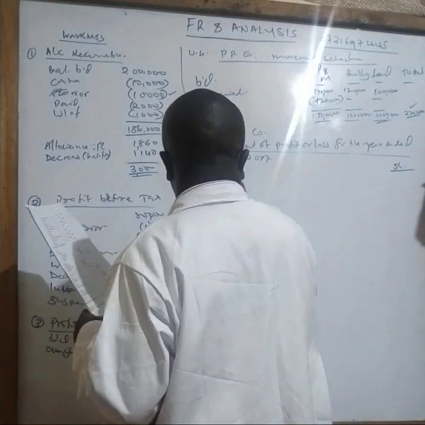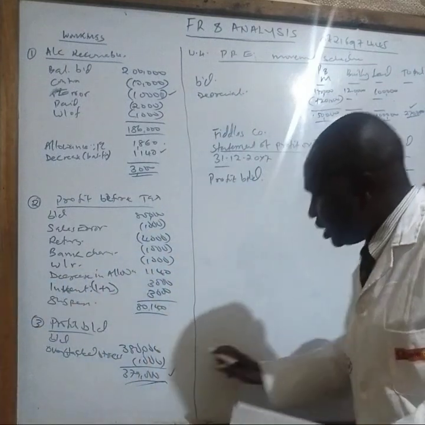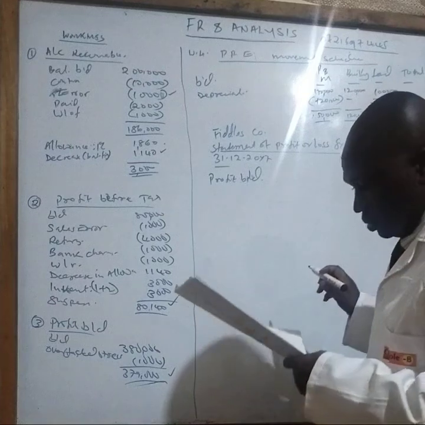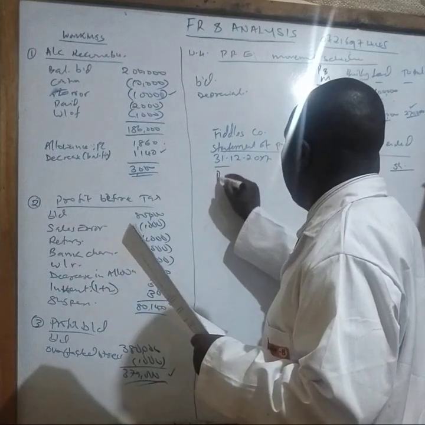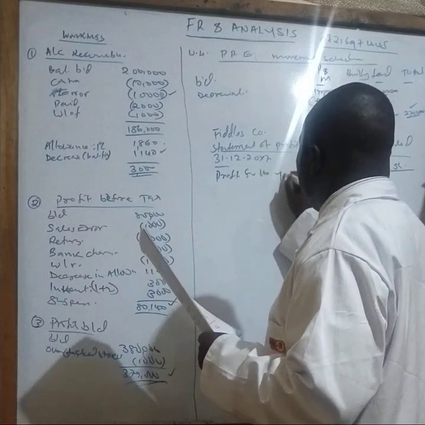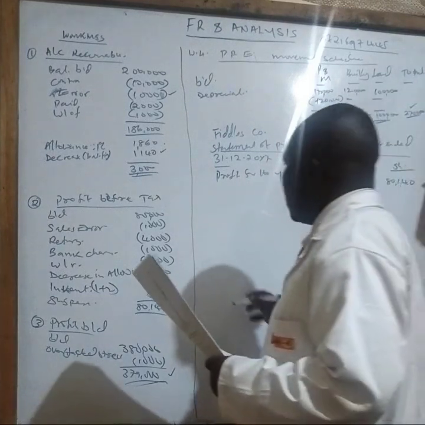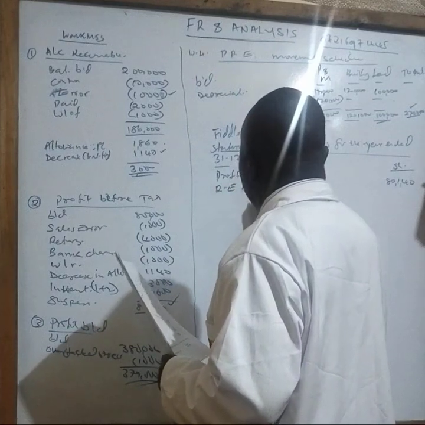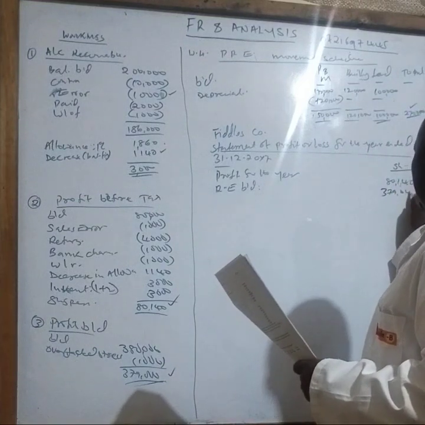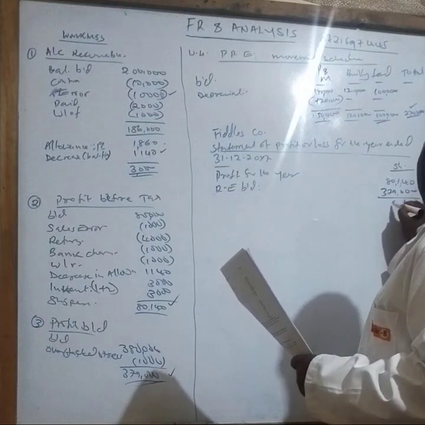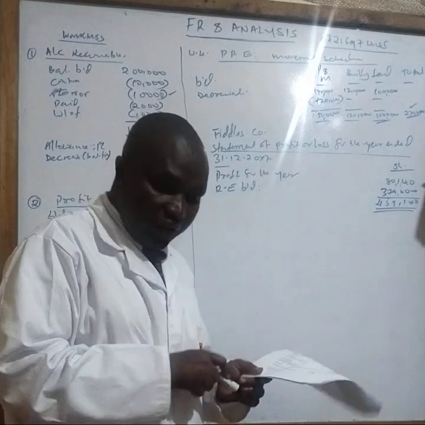Was there profit brought down? Yes, profit brought down. Profit brought down we have already worked out and found to be here. No, profit for the year first. Profit for the year is how much? 80,140. Profit brought down, retained earnings brought down. There is a problem affecting that profit. It is here already worked out: 379,000. Add 80,140 gives 459,140. So there was not much transaction for that.